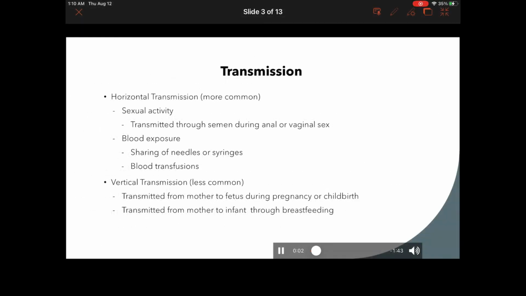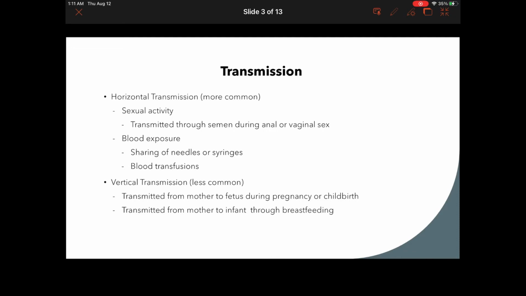So there are many ways that HIV can be transmitted. The most common way is via horizontal transmission. The most common route of transmission is through sexual activity. So it can be transmitted via semen through anal or vaginal sex, since there is the involvement of active virus particles with mucous membranes. That's a way for the virus to get into the body.